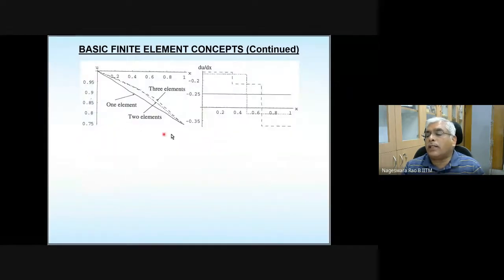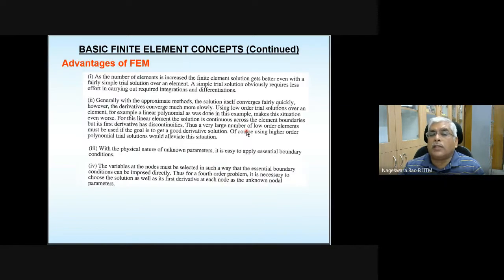What is the trend that is being observed when we are solving this problem? The solution is converging much faster than the derivative. So that is what is mentioned. Generally, with approximate methods, the solution itself converges fairly quickly. However, derivative converges much more slowly.